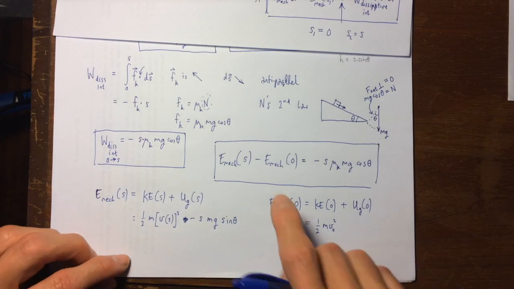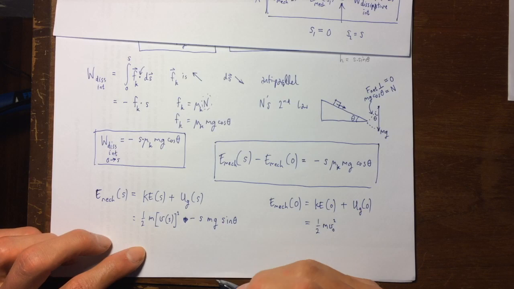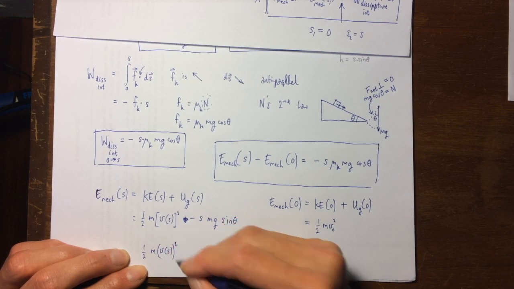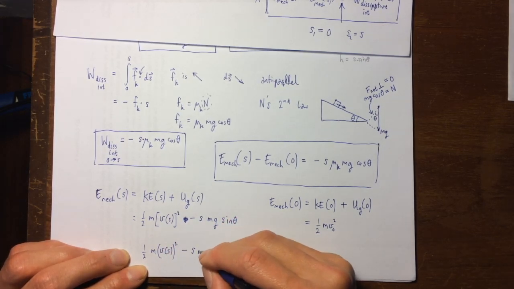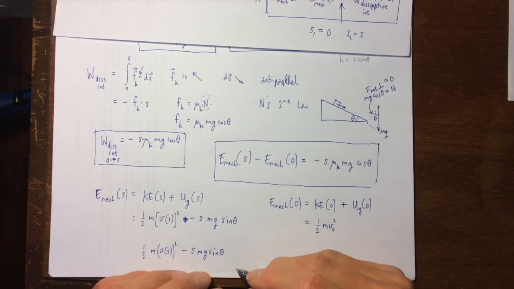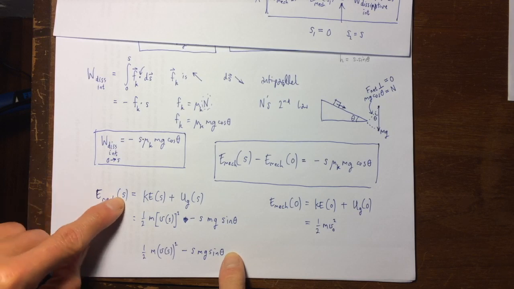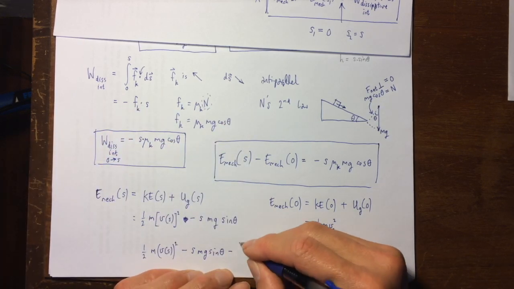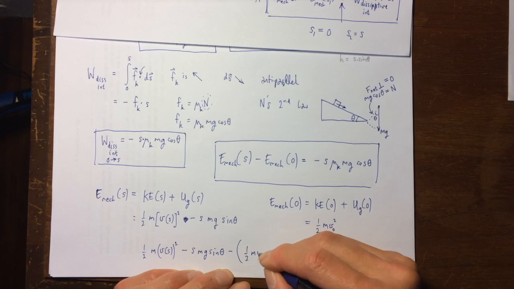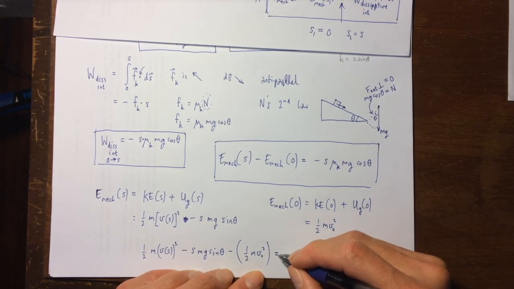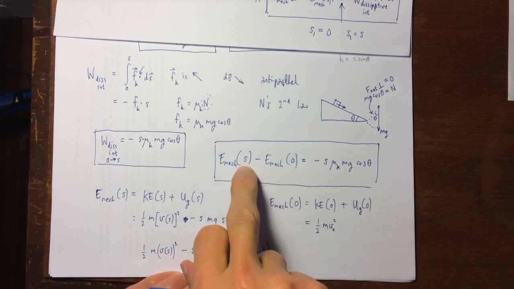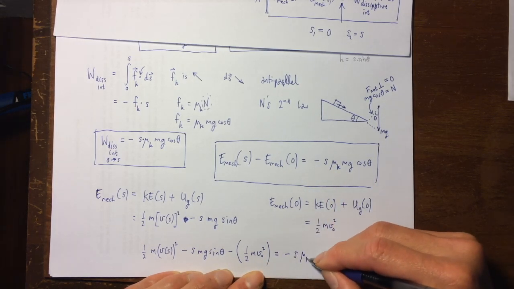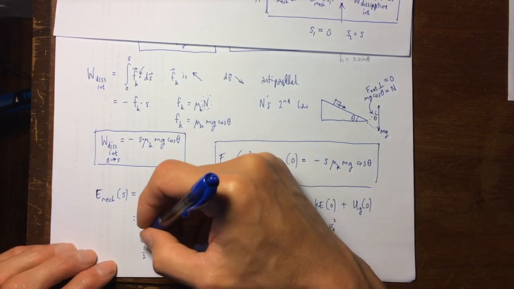So now we can write that 1/2 m v of s squared minus s mg sine theta. So that is the mechanical energy at position s. That's what goes in first. Then you put a minus sign on the quantity 1/2 m v initial squared, and that is equal to, by the conservation of energy, the mechanical energy changes because of this dissipation work. So here's the dissipation work: minus s mu sub k mg cosine theta.